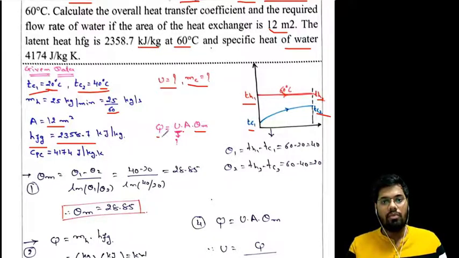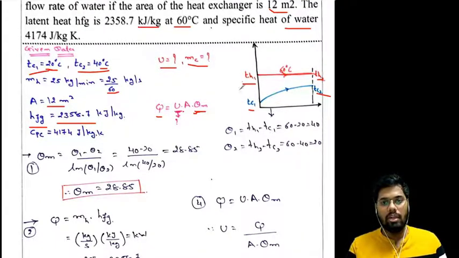We also need to find out the value of Q, and we need to find out the value of theta m. To find the value of theta m, we need all four temperatures. We know the value of all four temperatures, Th1, Th2, Tc1, Tc2. So by calculating theta 1, which is Th1 minus Tc1, and theta 2, which is Th2 minus Tc2, and putting theta 1 and theta 2 in our LMTD equation, we can easily calculate our theta m, which is 28.85 degrees Celsius.